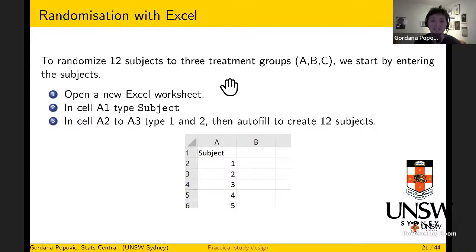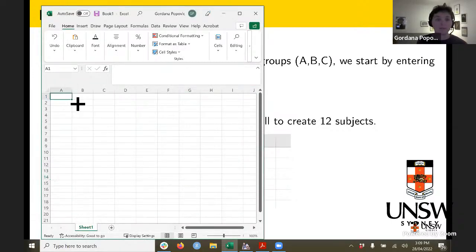If you want to do it in Excel, it's actually really easy as well. All I'm going to do is have a column for subject. So I will do 1, 2, and then hopefully you know how to autofill. To autofill, you can just highlight these 2, and then pull down from the corner. I want 12 subjects. So I've got that.